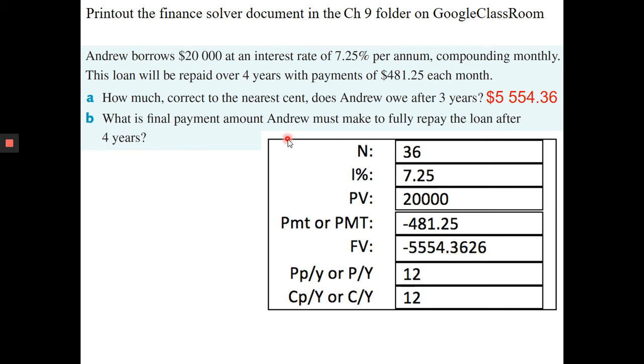What is the final payment Andrew must make to fully repay the loan after 4 years? Now we're going to the 4 years one. So that's your 48. That's the same. That's the same. That's the same.